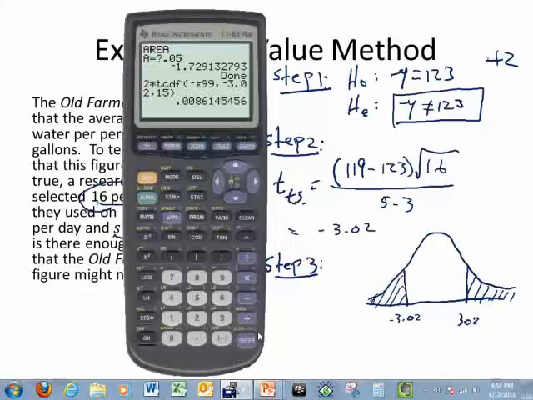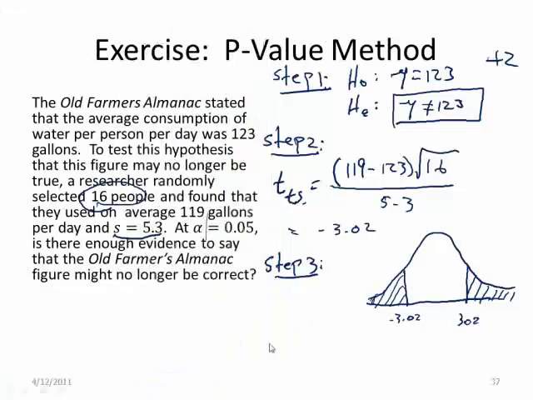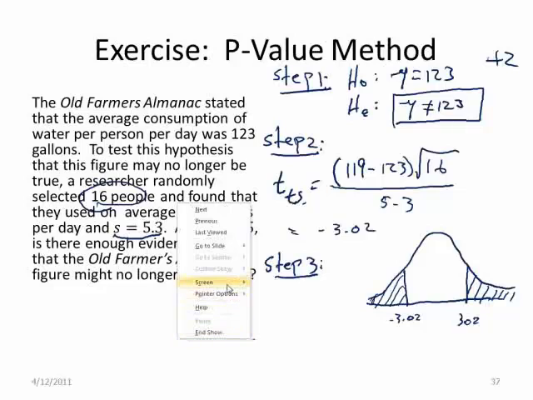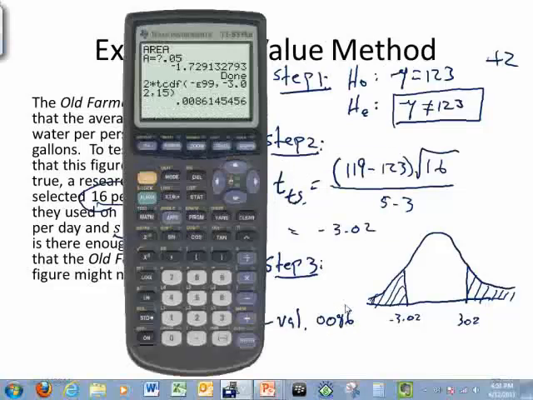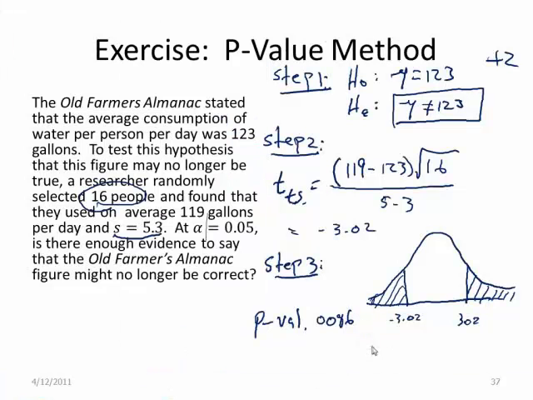Or, since this is probability, I think we've been just kind of using a standard 4 decimal. So here we have a p-value of 0.0086. I believe that's what it was. Yeah, 0.0086. So now, step 4, we have to make a decision.